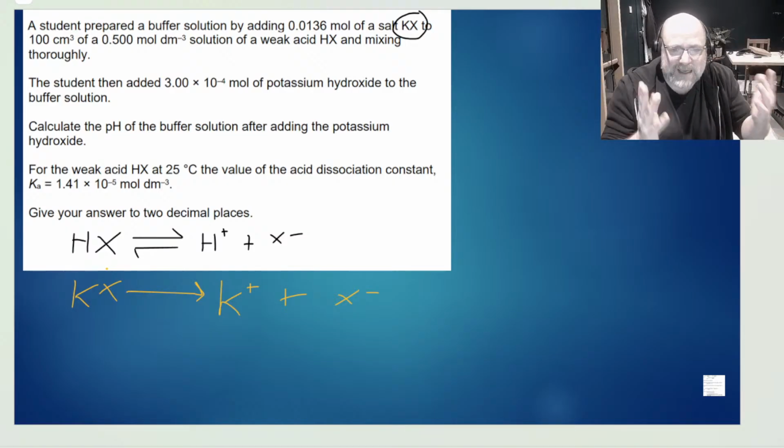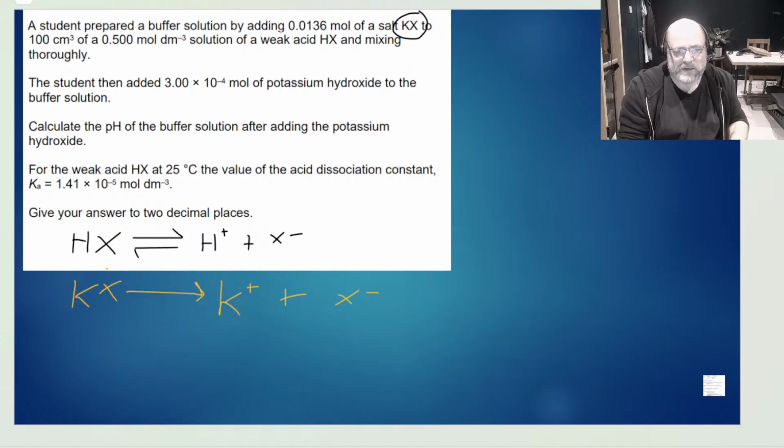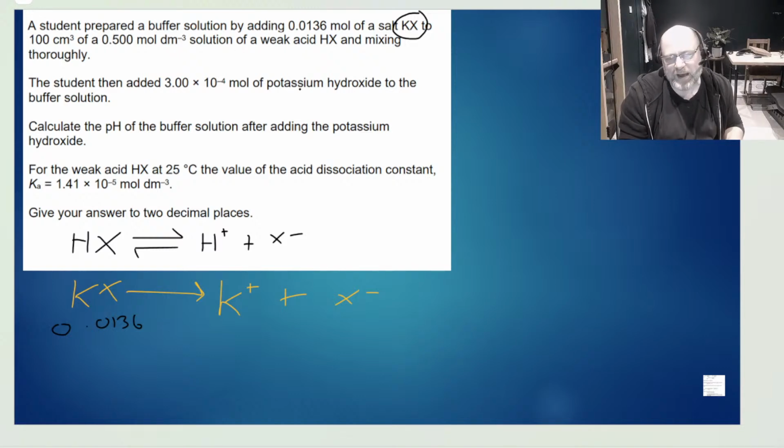Now, we haven't been asked to calculate the original pH of this solution, but we have been told that we had 0.0136 moles of salt added to 100 centimeters cubed of weak acid and mixed thoroughly. The student then added potassium hydroxide. So we had 0.0136 of a salt. That means I've got 0.0136 moles of X minus. Why? Because this fully dissociates.